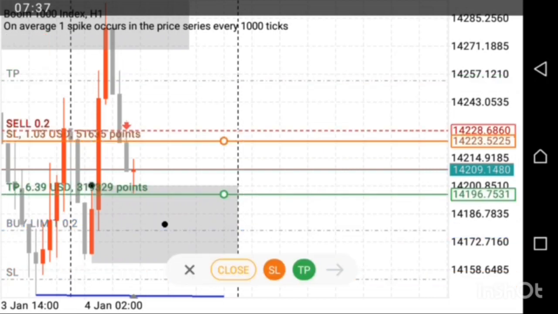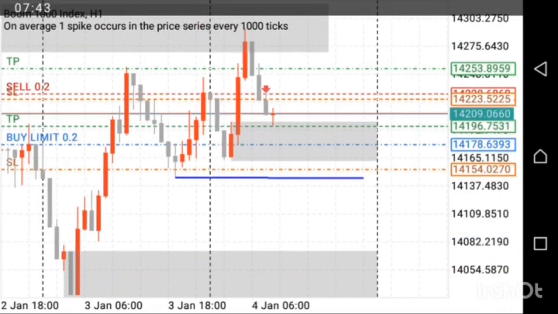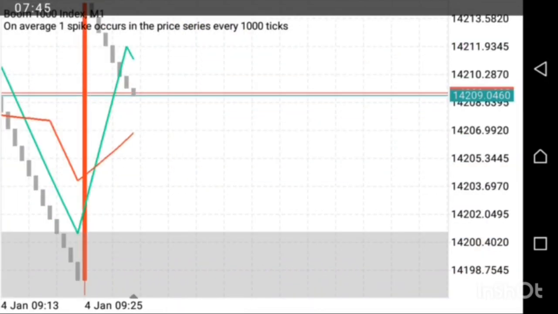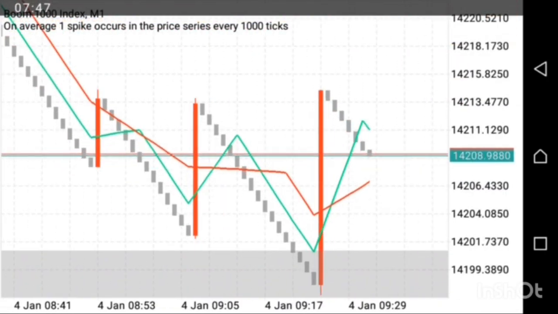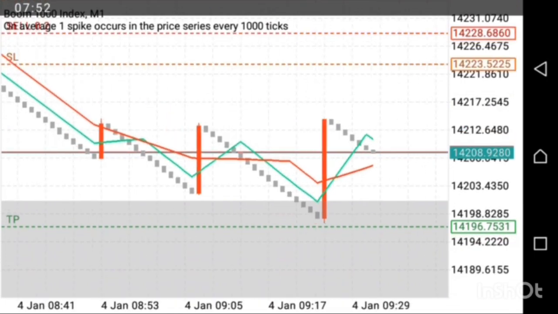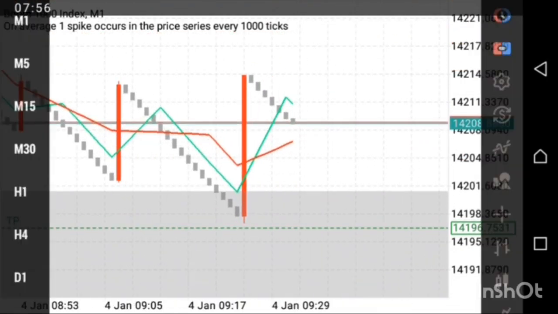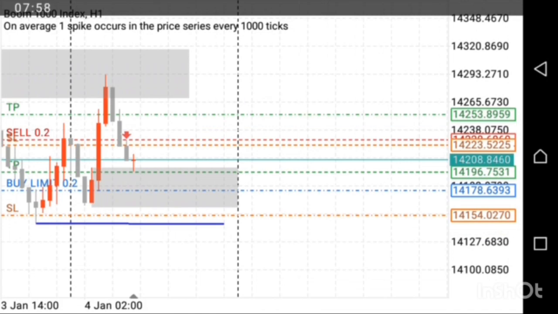Let me show you on my 1 hour time frame, and then on my lower time frame, the 1 minute time frame. You can see what is going on right now. We are still waiting for the market to come down to our take profit. Our take profit is just here, this green dotted line. That's what we are waiting for, and we already set our stop loss to break even. Let's see what the market is going to do.